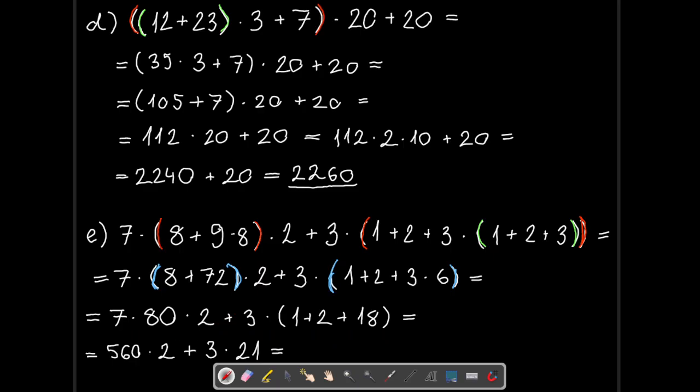So okay, 560 times 2, that gives us 1120, as I did mention before. Plus 3 times 21, which is 63. And after adding these two together, we get 1183. And that is our answer here.